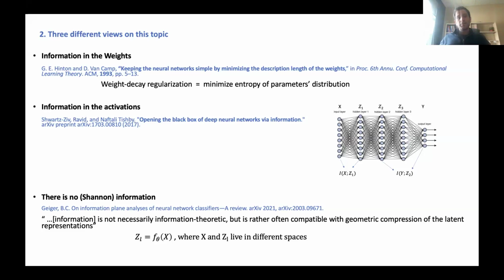Again, I want to reiterate that there are two views, both valid, both have followers. One is that information is in the parameters. So if you want to talk about information, you need to go after the entropy of the parameters. The other is that the information is in the activation of hidden neurons, which I think is coming from a kind of neuroscience background, that we think these neurons are coding information.